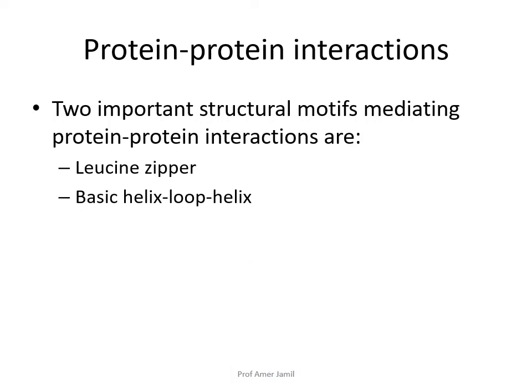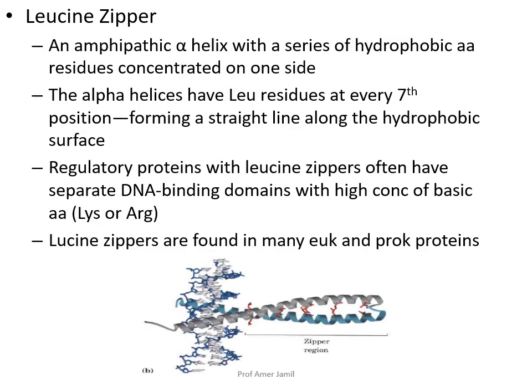For protein-protein interaction, two important structural motifs mediating the protein-protein interactions are called leucine zipper and basic helix-loop-helix. These two are for the protein-protein interaction only. No DNA is involved in this case. Leucine zipper is another transcription factor which is involved in protein-protein interaction, and this is an amphipathic alpha helix, and it has a series of hydrophobic amino acid residues which are concentrated on one side.